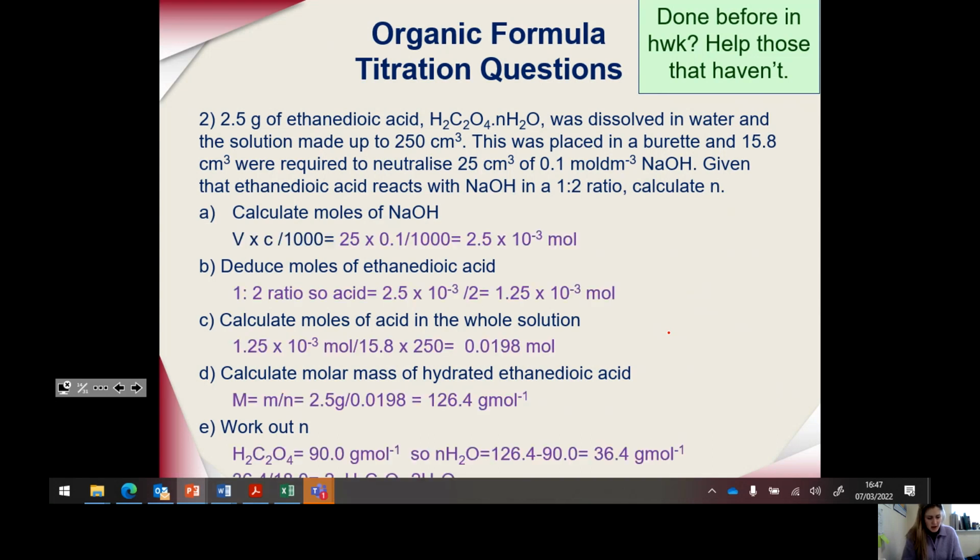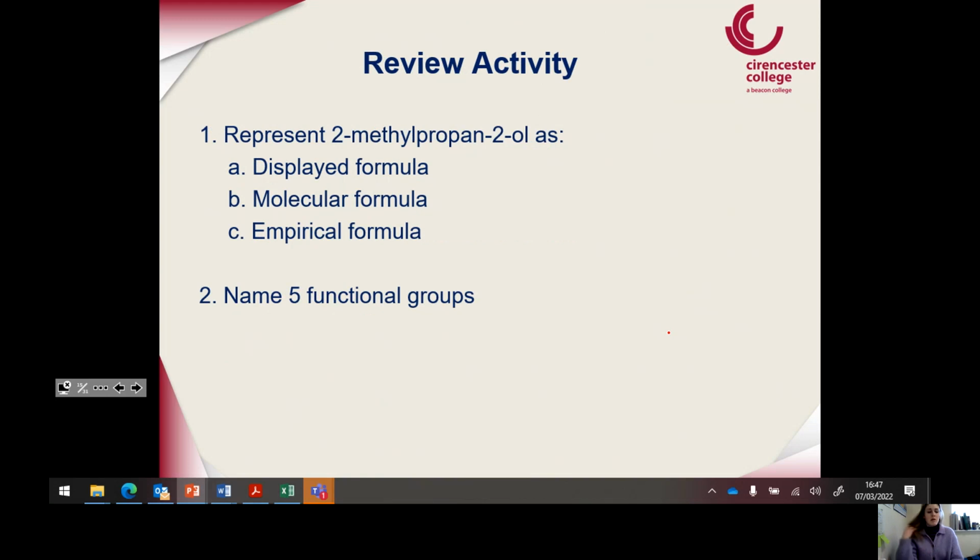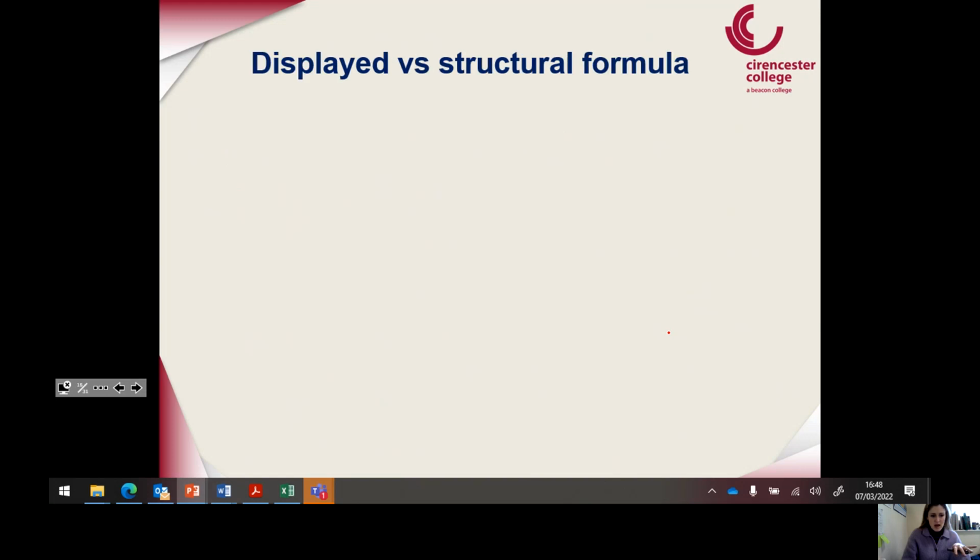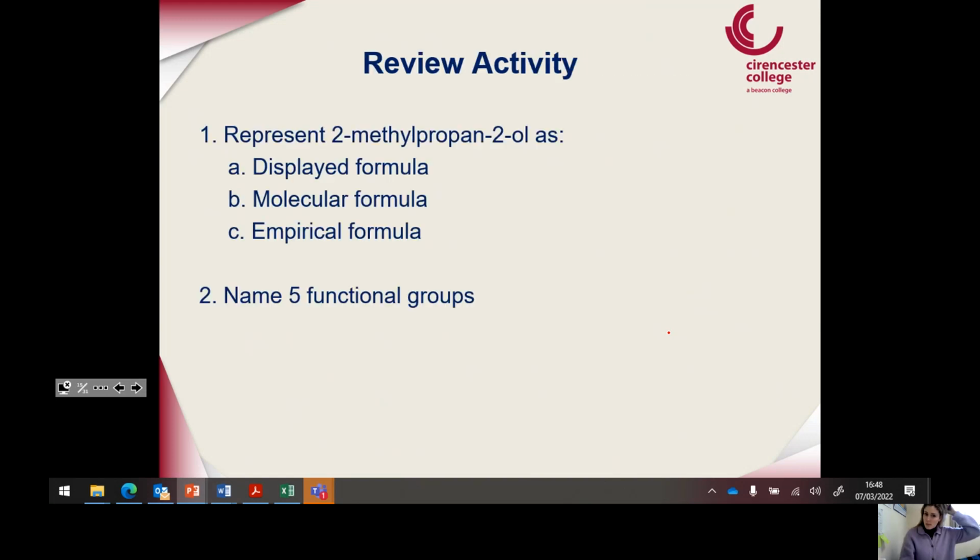Enough said, there we go. So far you know what displayed formulae are, you know what molecular formulae are, and you know what empirical formulae are, and hopefully you remember and are happy calculating empirical formulae. So have a go at this review activity here, pause, and I will show you the answers when you're ready. So pause, play when you're ready.